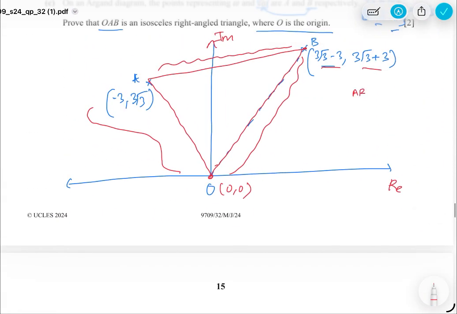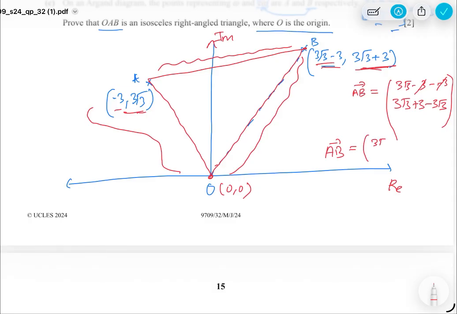AB vector is this minus this. So it would be 3 root 3 minus 3 and minus 3. This minus this, that would be 3 root 3 plus 3 minus 3 root 3. So we will get our AB vector as, this would be added and cancelled, 3 root 3, and from here we will get 3. So the AB vector we got is 3 root 3 and 3.